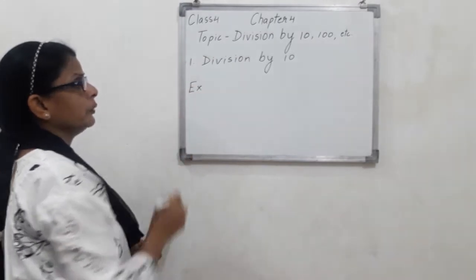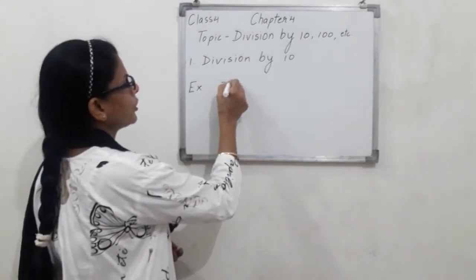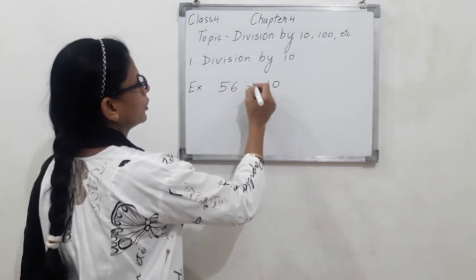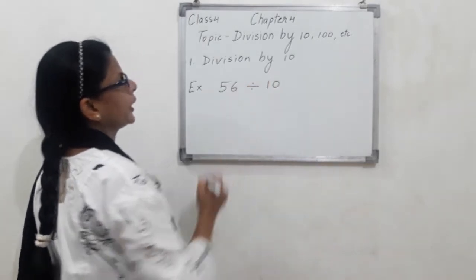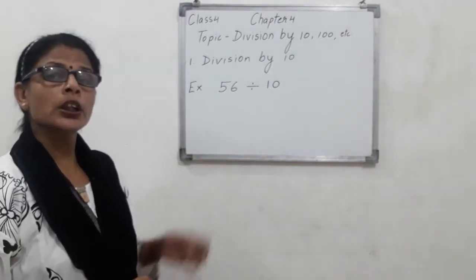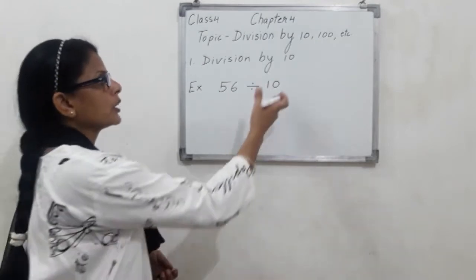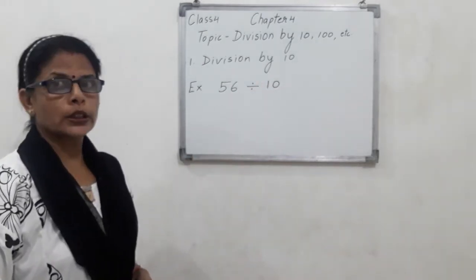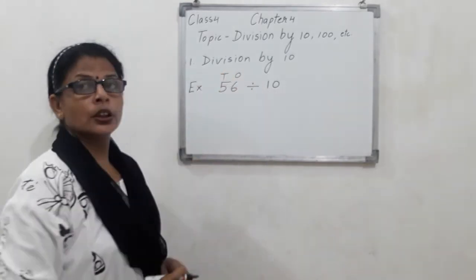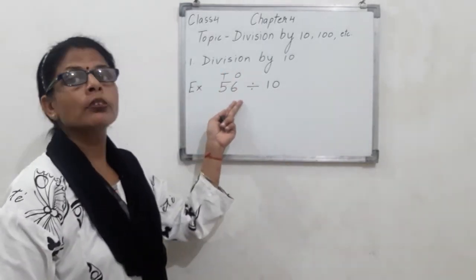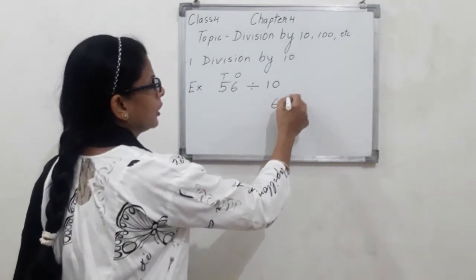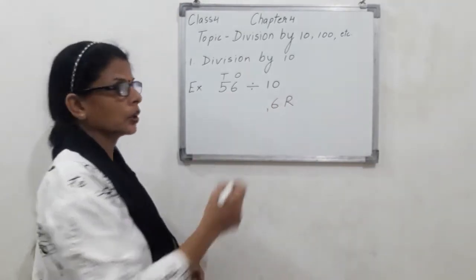Suppose the question is given, 56 divided by 10. You have to divide 56 by 10. Right? Now we will not do it in the long method. We will do it in the short method only. How many zeros are there in the divisor? 1 zero. So these are the ones and the tens places. So the ones place will become the remainder. So what will be the remainder? 6 will be the remainder and 5 will be the quotient.